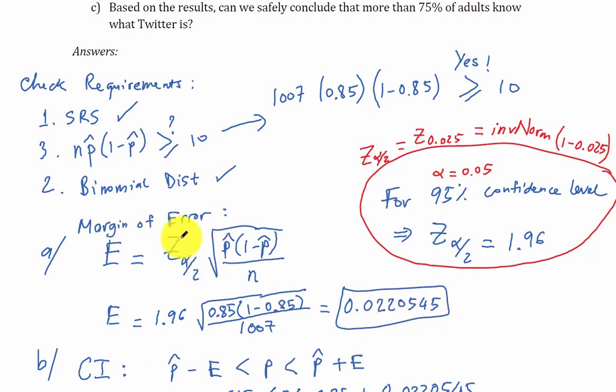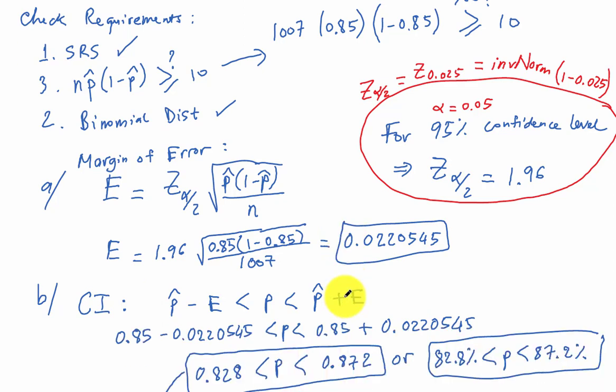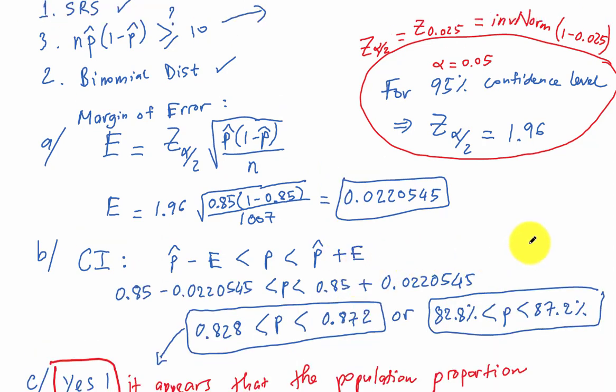This is the margin of error, and we use this to construct the confidence interval. Recall that the confidence interval is the point estimate minus the margin of error, up to the max limit of p-hat plus e. So the true proportion of the population should lie between the lower and the upper bounds. The lower bound is p-hat minus e. The upper bound is p-hat plus e.